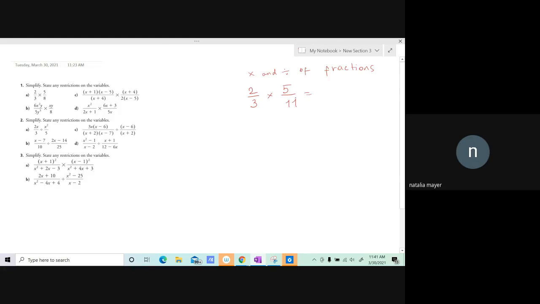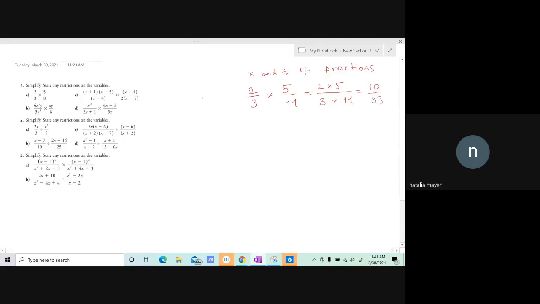Noor, do you know how to multiply fractions? Miss, we multiply the numerator and the denominator, like 2 times 5 and 3 times 11. Absolutely. So to multiply the two fractions, we need to multiply numerators and denominators. I hope you remembered it. So the final result is going to be 10 over 33.